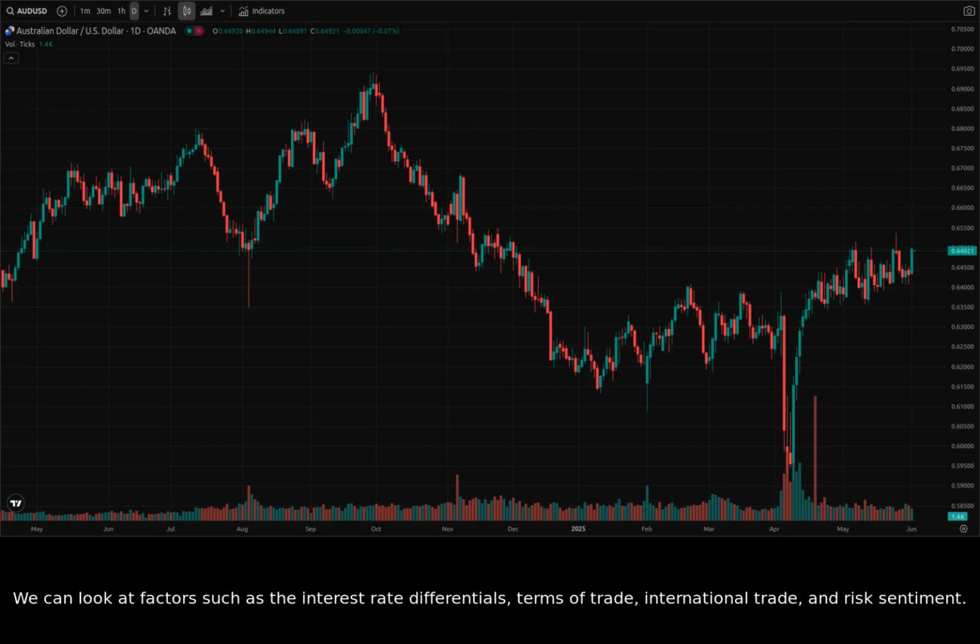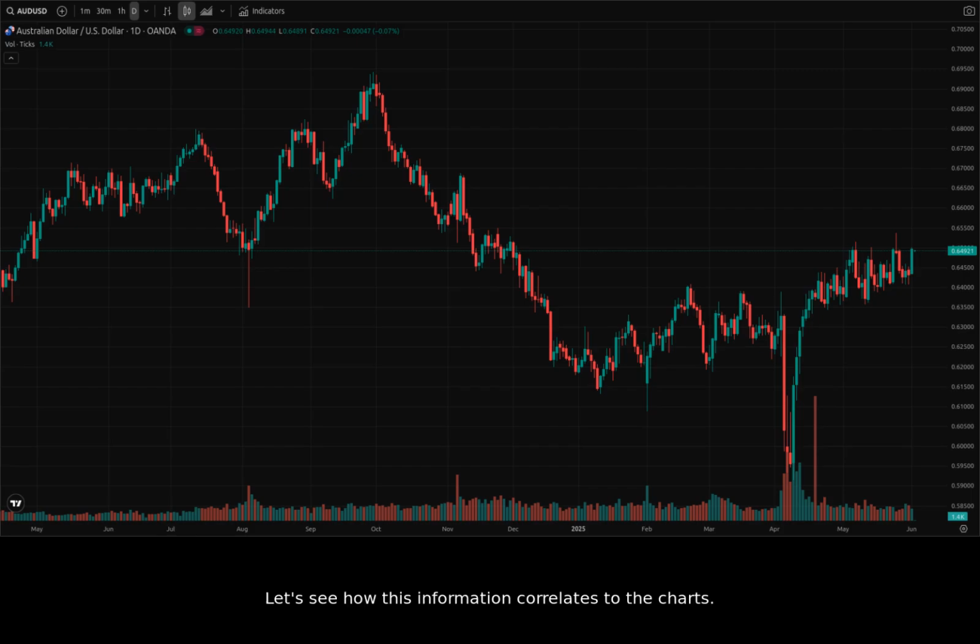We can look at factors such as the interest rate differentials, terms of trade, international trade, and risk sentiment. IG client sentiment shows 63% of traders are long and 37% are short. This may give us contrarian indicators. Let's see how this information correlates to the charts.